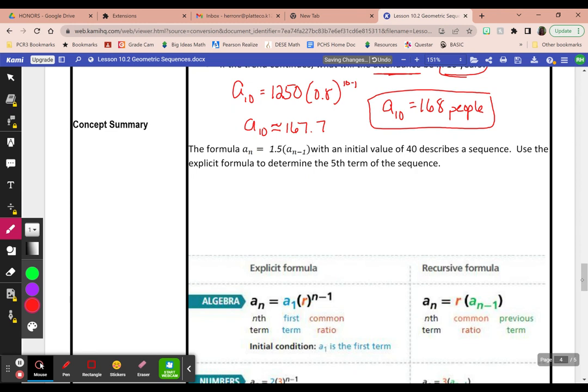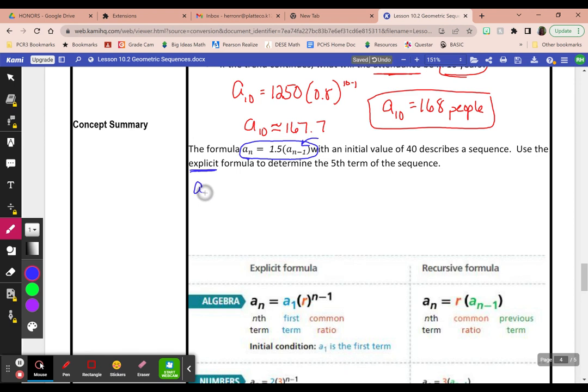All right, last one here. Hopefully you stuck with me. So the formula A sub n equals 1.5 times A sub n minus 1 with an initial value of 40 describes a sequence. Use the explicit formula to determine the 5th term of the sequence. Okay, well, this one is not explicit. This uses the term before, which means it's recursive.